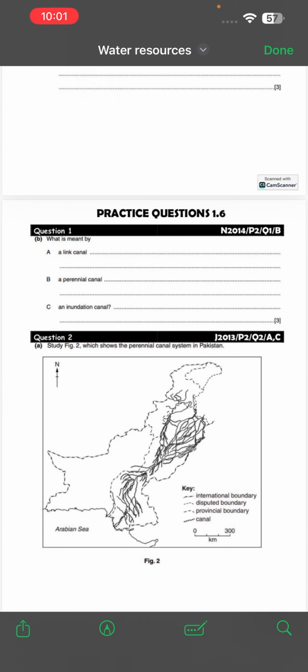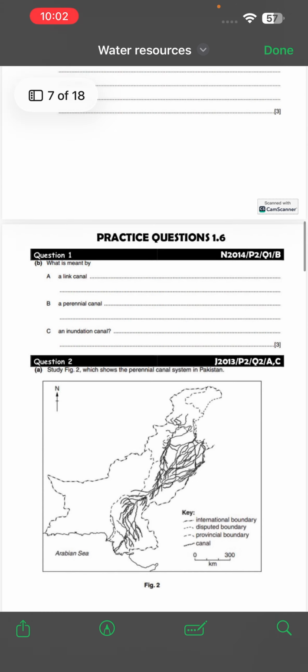What is meant by a link canal, a perennial canal, and an inundation canal? Link canals are the ones which are moving water or linking towards the barrages, right? They transfer water by linking them through different pipelines, linking towards the barrages, towards the dam. You just need to give the proper definition for that, right?